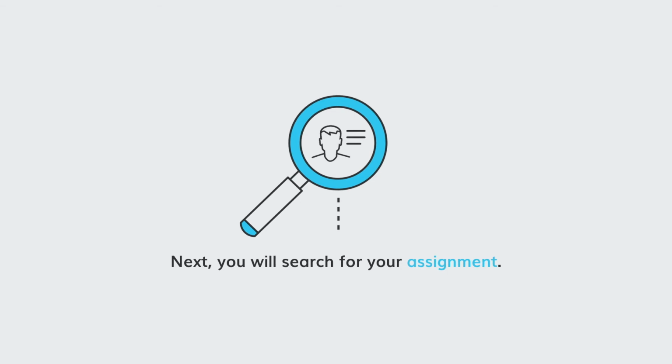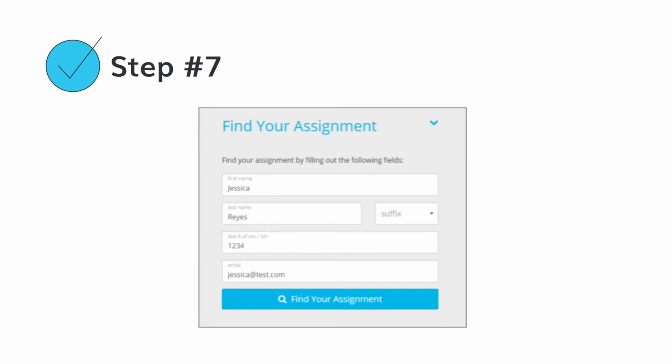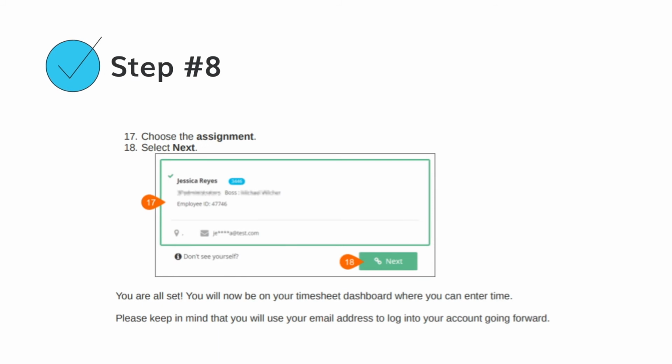Next, you will search for your assignment. Once you have registered, you should be able to search for your assignment where you will log your hours by clicking Search for your assignment. Begin by verifying the information entered is correct. Select Find your assignment. Choose the assignment that appears and click Next. If no assignment appears, wait one day and try again. If it still does not appear, contact your Stivers representative.